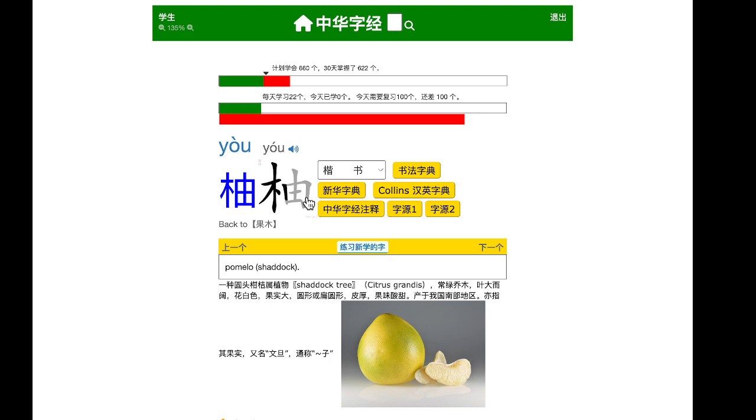柚子 is a pomelo. The big citrus fruits. And this on the right is the yolk, that means to follow from or because of. So that yolk tells you the sound. And again, this is something that grows on a tree.